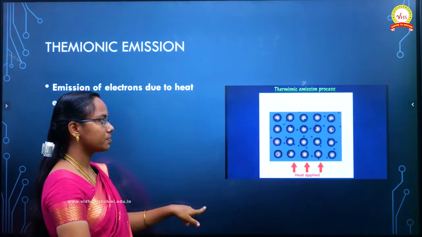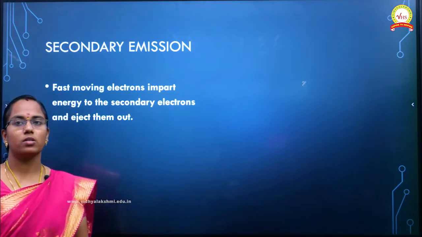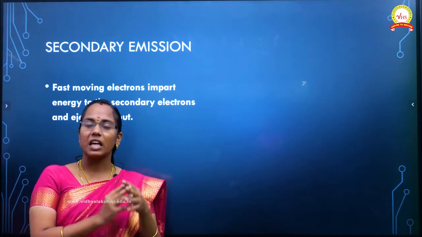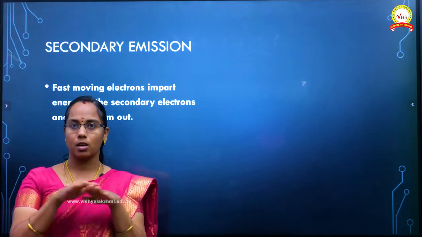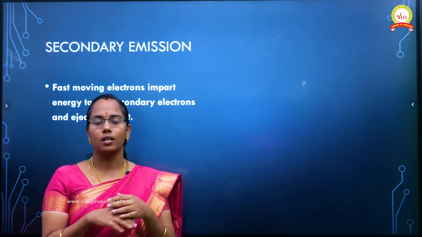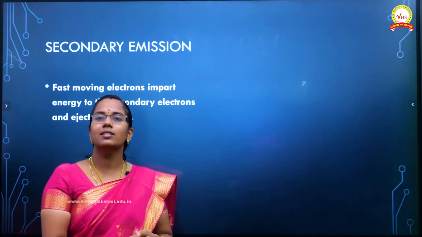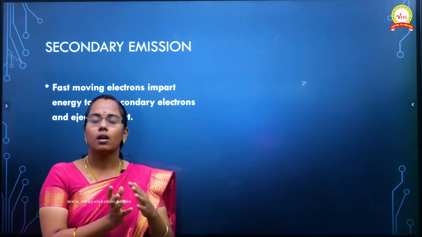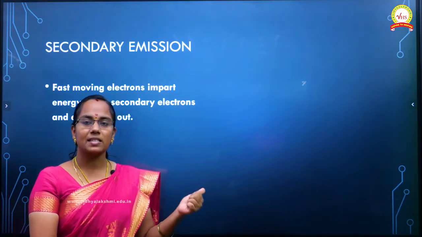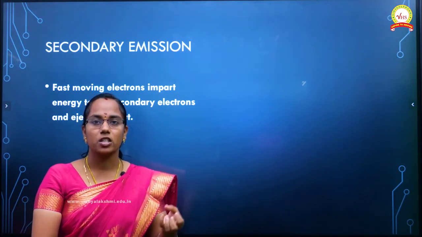Then the second process is known as secondary emission. Here the basic thing is that the free electrons located on the metal surface gain energy, and after gaining energy they are ejected out. So in all these types of emission, the process by which they get energy matters. In the previous case we have seen they are getting energy from heat.